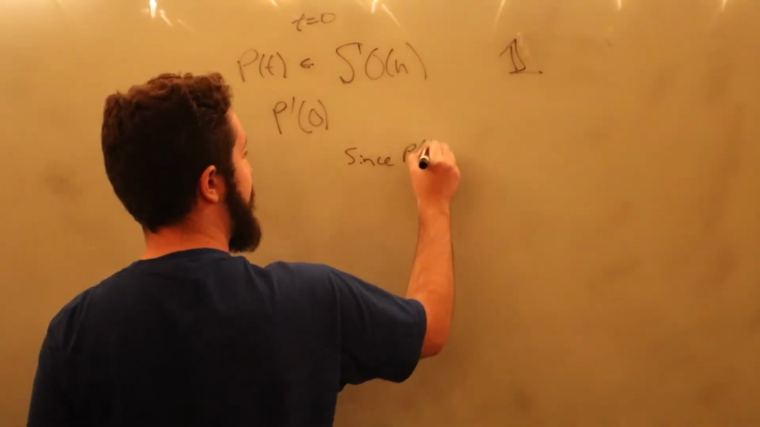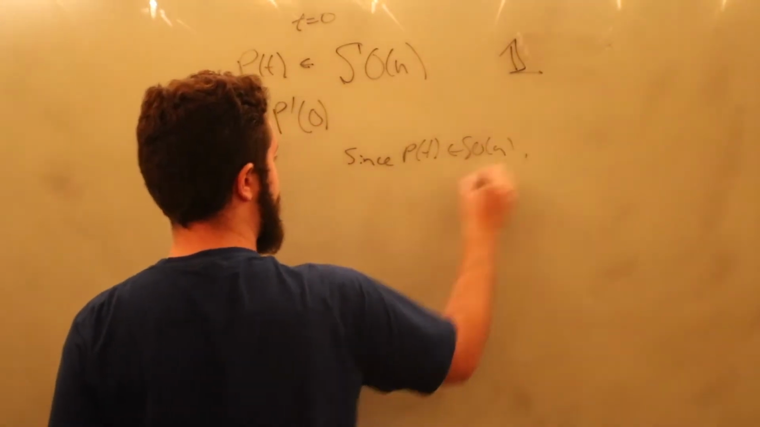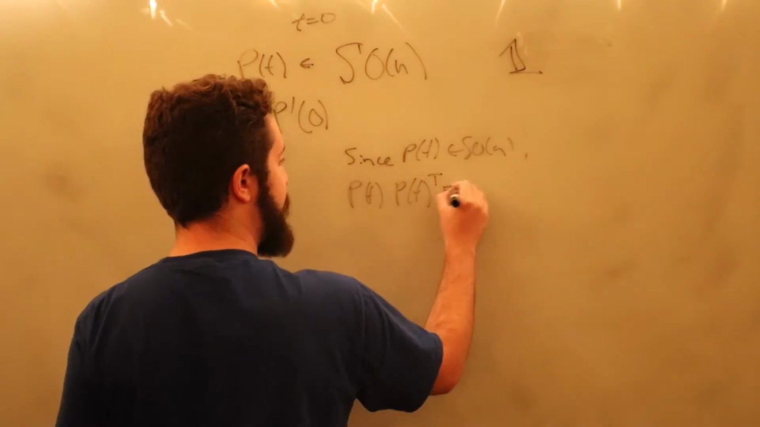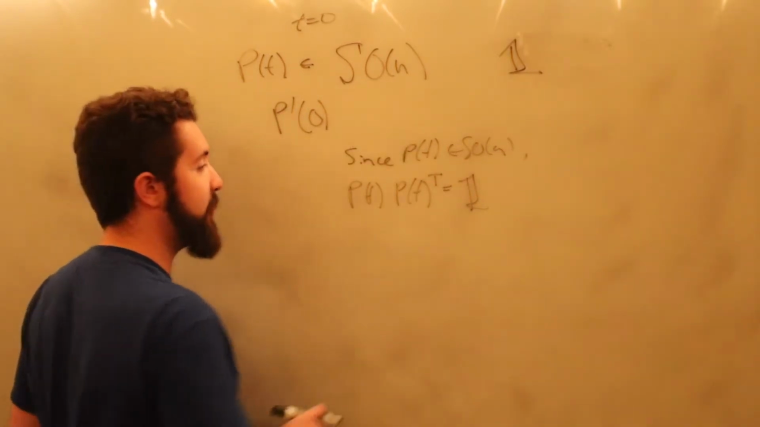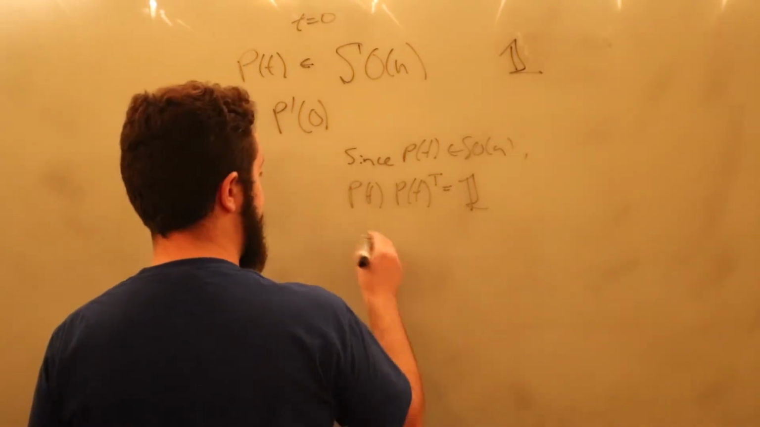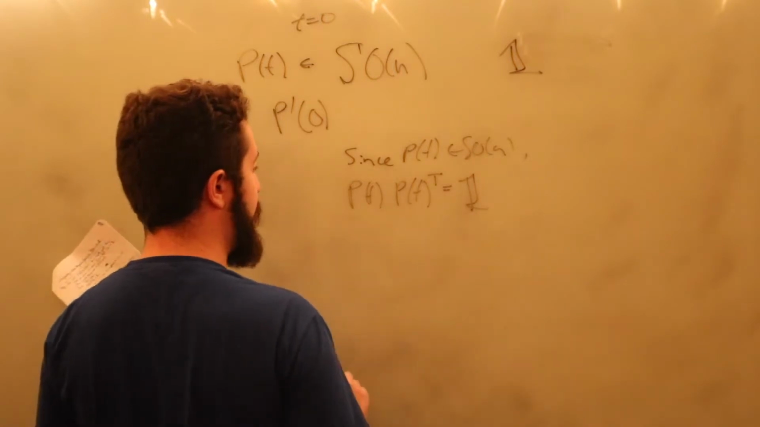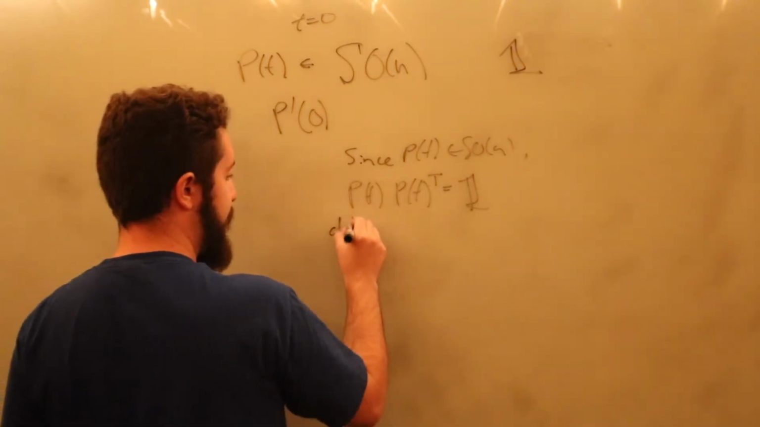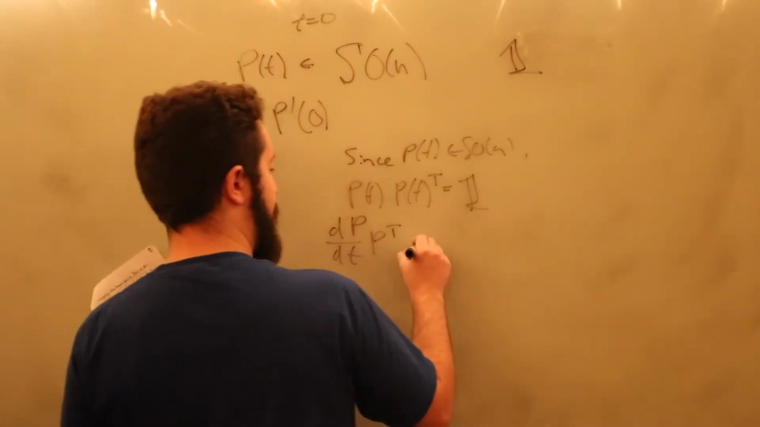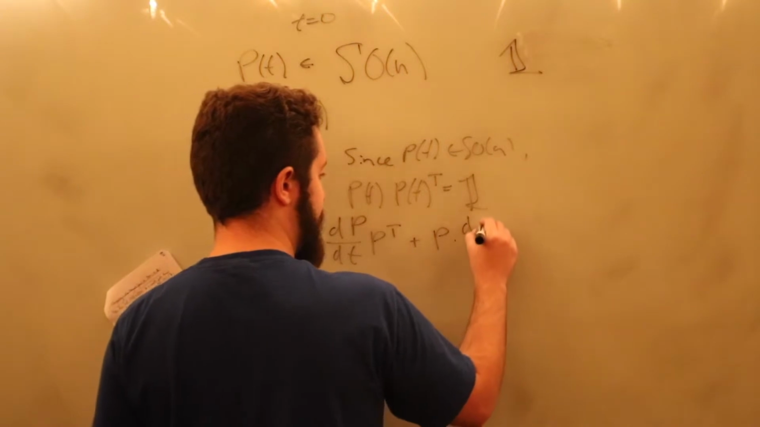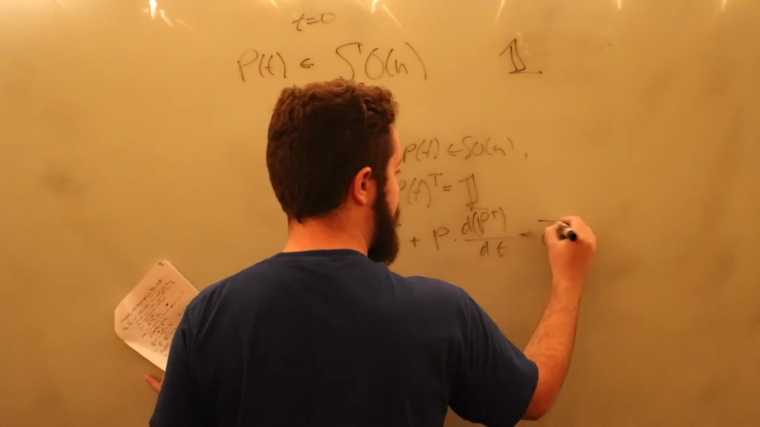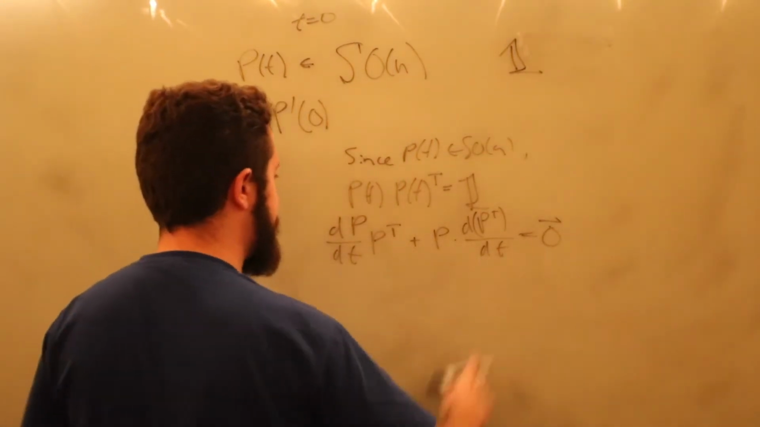Since P(t) is in SO(n), we have that P(t) times P(t) transpose has to be equal to 1, just like all the other members of the special orthogonal group. Now we can do something fancy and take the derivative with respect to t of this equation. What are we going to get? We're going to get dP/dt times P transpose plus P times dP transpose/dt is going to be equal to the 0 matrix.